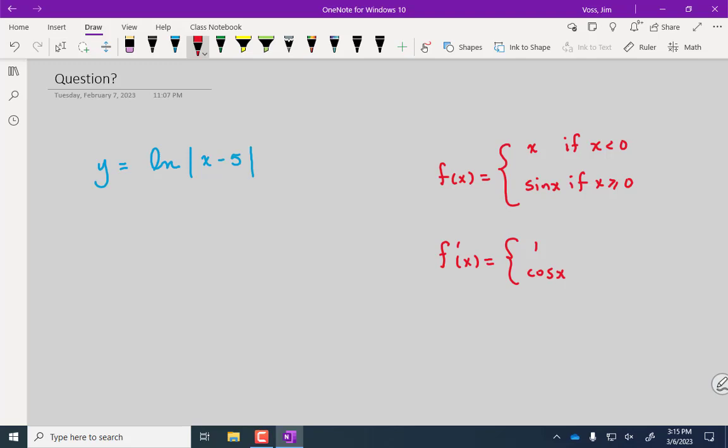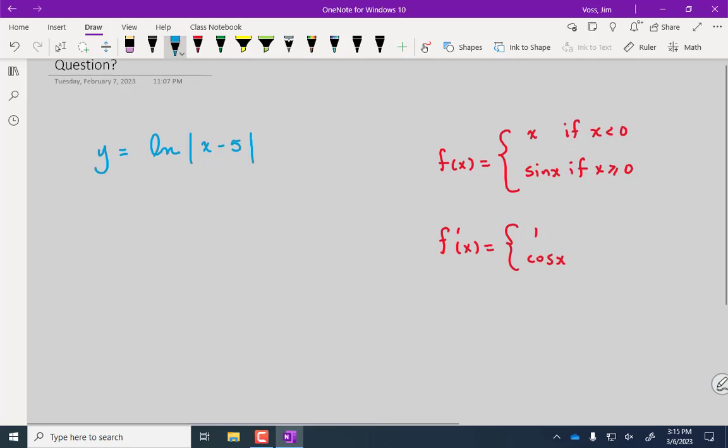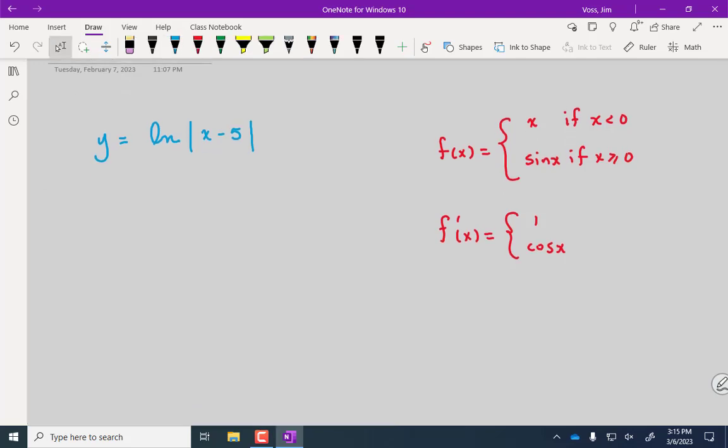Normally when you have a piecewise defined function, the expectation is that your derivative is probably going to be a piecewise defined function also. Now that's normally what happens. But let's look at this special case here with the natural log of an absolute value. If we were to write this as a piecewise defined function, we would say that this is natural log of x minus 5 if x is greater than 5. If x is greater than 5, then the inside is positive, so the absolute values are unnecessary.